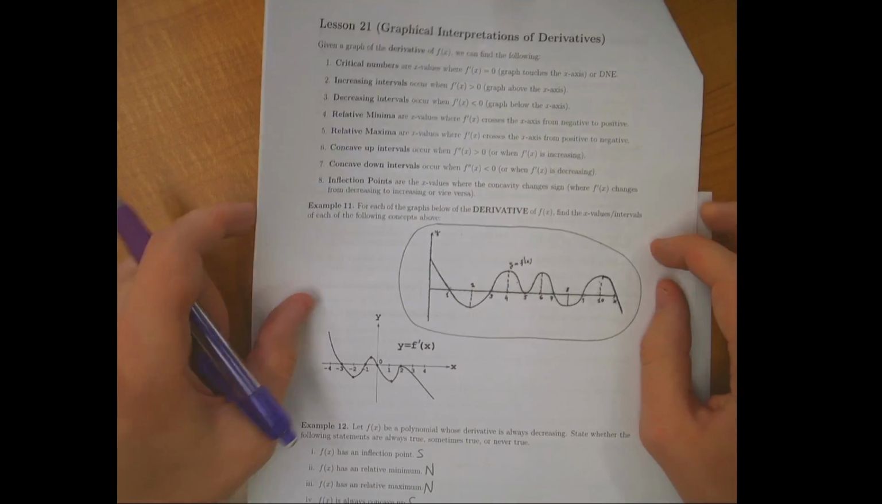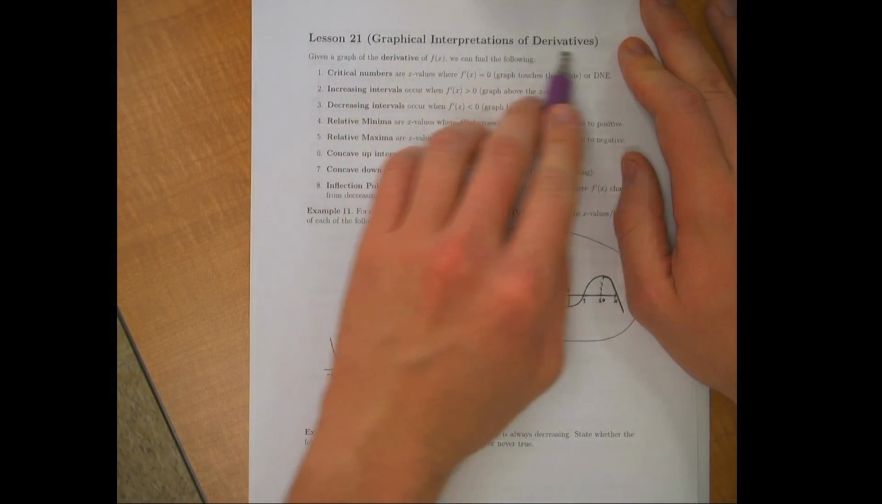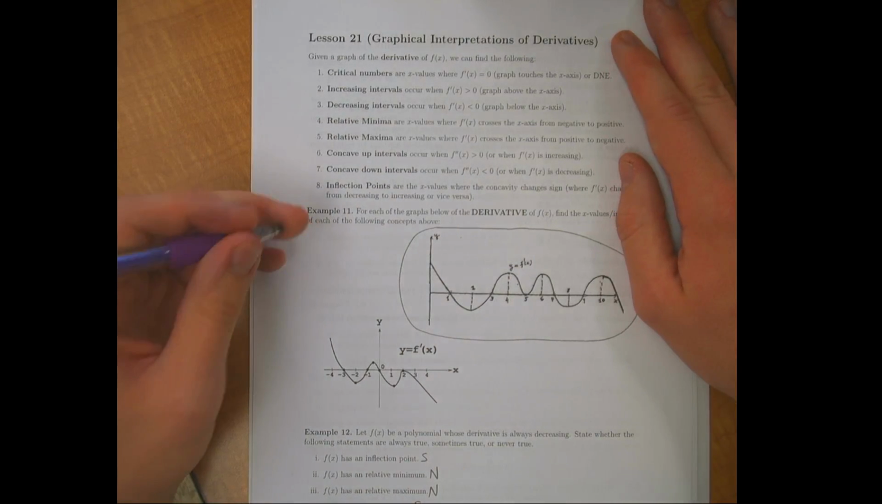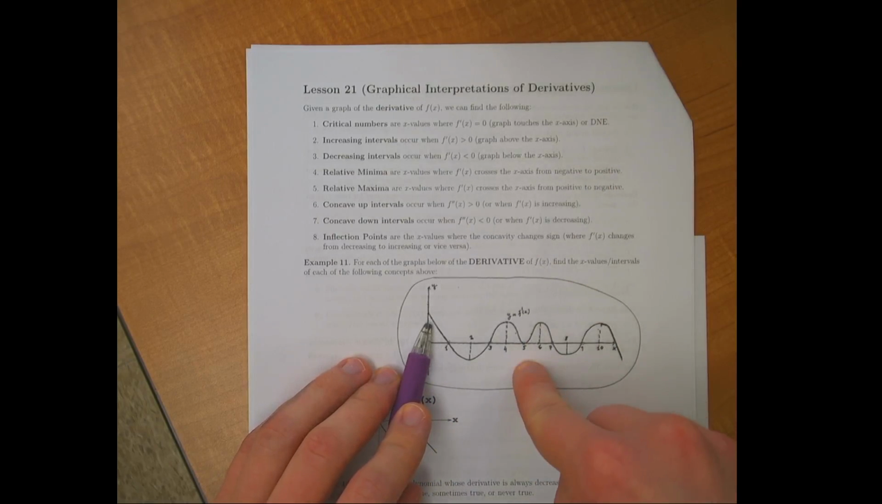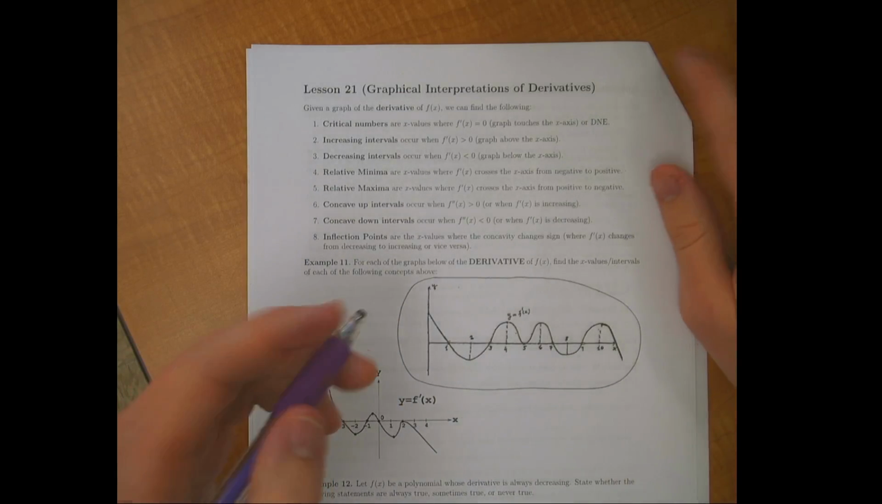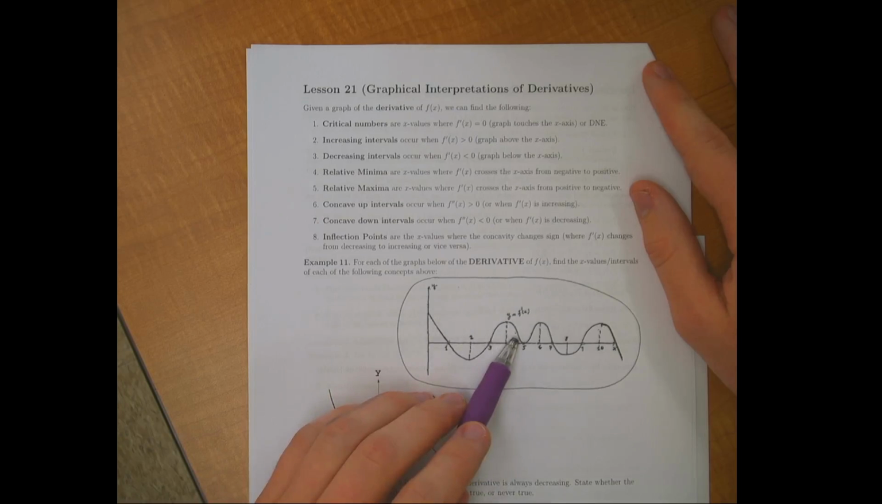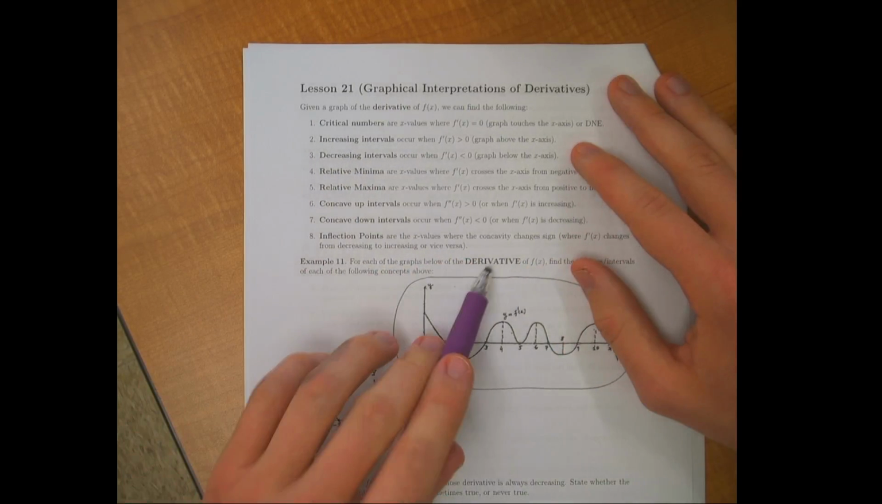Okay, let's take a look at some graphs of derivatives. Basically I'm focusing on lesson 21 here, graphical interpretations of derivatives. Remember, with these types of problems, you have to make sure you know what you're focusing on. A common mistake that a lot of students make is that they just think, oh, here's a graph of some function. Well, you have to be careful. You have to focus on whether you're given the graph of a function or the graph of the derivative of the function.